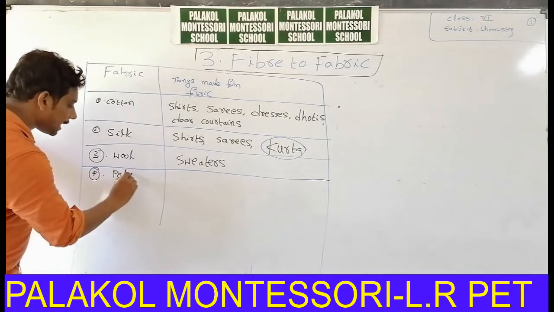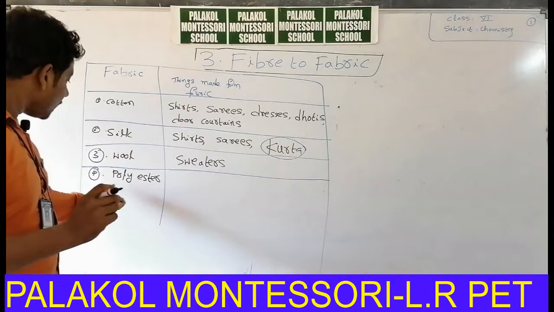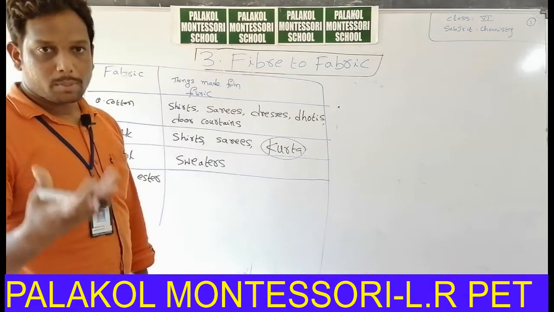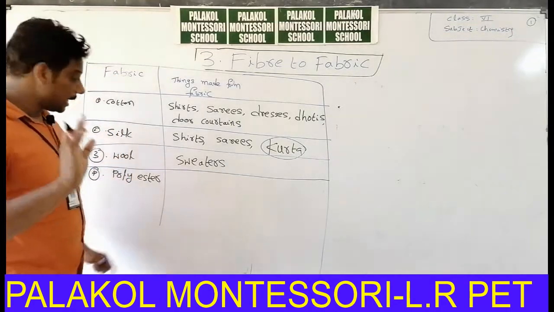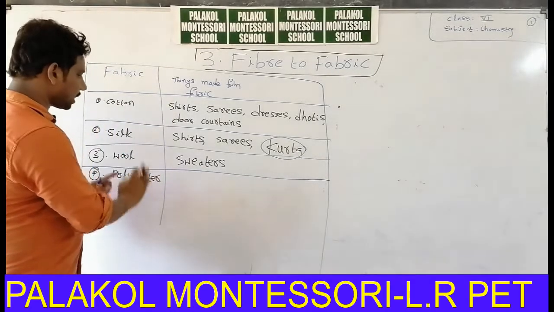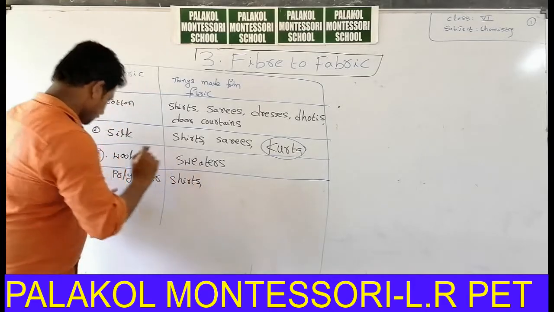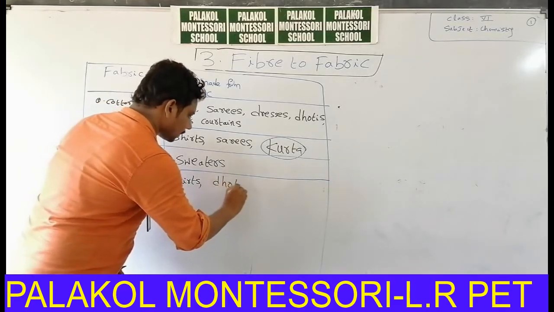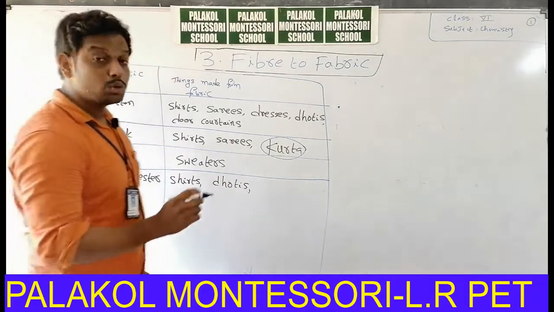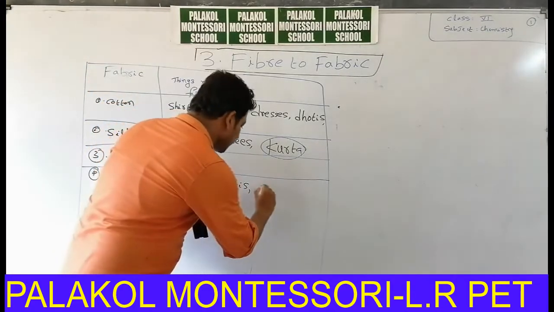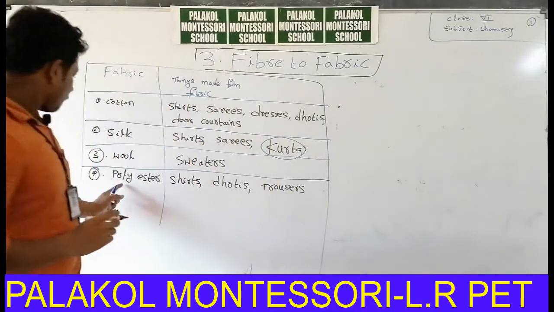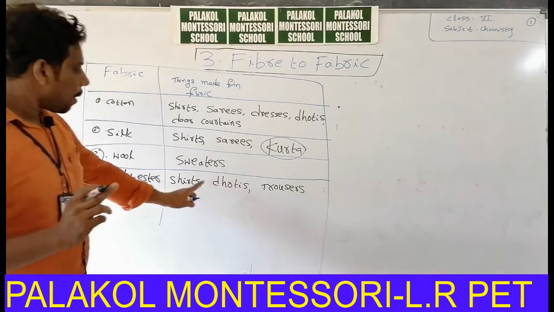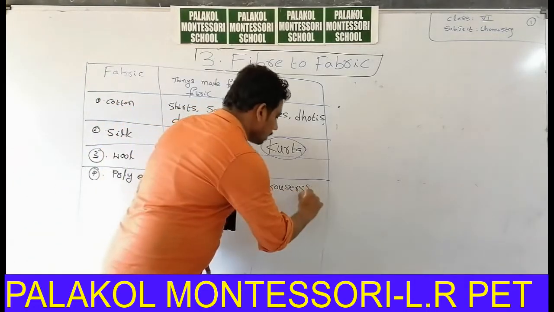Fourth one, polyester. This word is new to you. Normally we will call it polyester. It is used in preparation of shirts, like cotton shirt, we will prepare polyester shirts. And also dhotis and trousers. Trousers, nothing but pants. With polyester fabric, we can prepare polyester shirts, polyester dhotis, polyester trousers, and also saris.